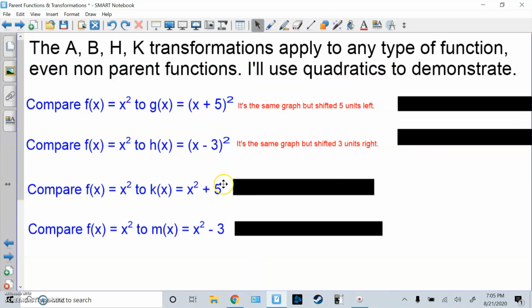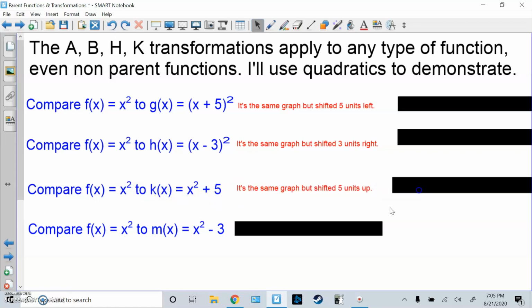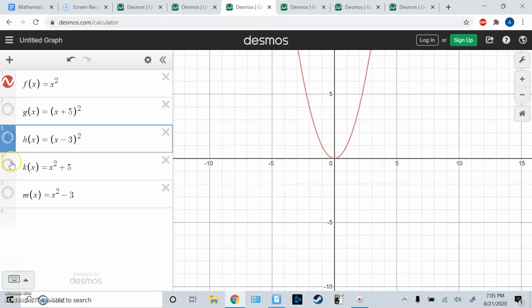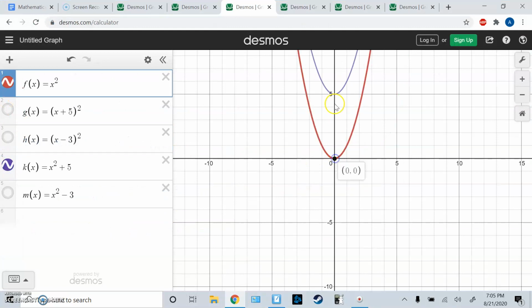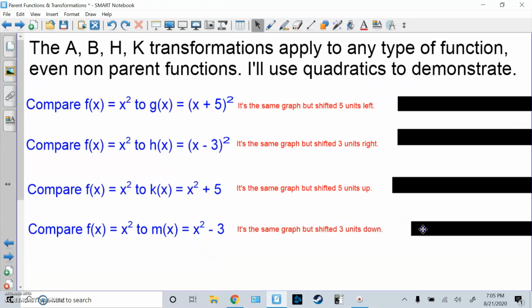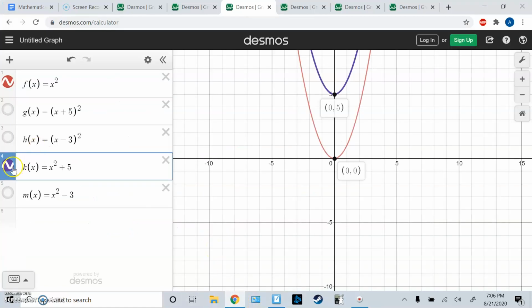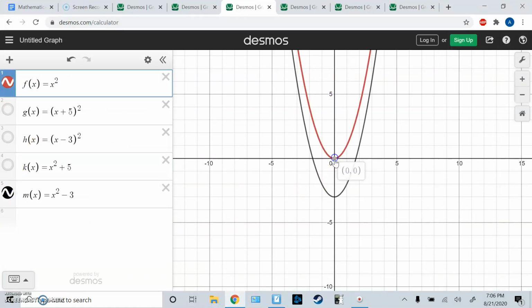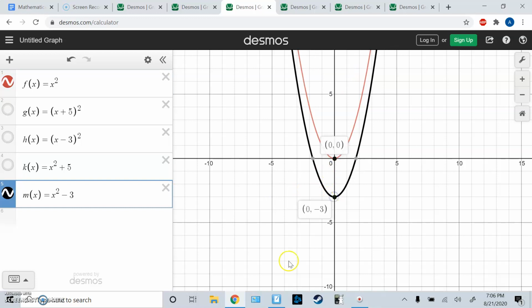Alright, now this plus 5 is on the outside, not in the parentheses anymore. So this is a k. K is just up and down, normal, don't change it. So this is going to be the same graph, but up 5. So let me show you that. Here you go, from 0, 0, it now starts at 0, 5. And the last one on this, minus 3, that's still k. K is normal, so minus means down 3. So here's this one. Alright, so hopefully that helps you figure out A, B, H, K.